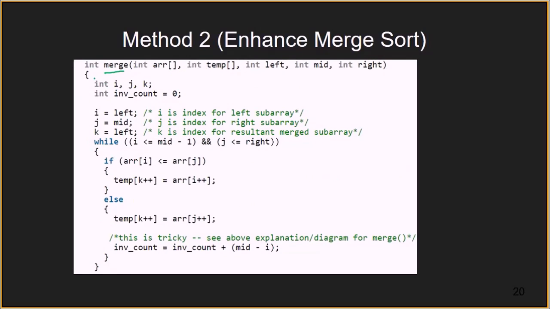In the merge method, we first of all declare variables I, j and k. Then we declare inversion count and initialize it as 0. Then we initialize variables I as left, j as mid and k as left. Then while either one of the arrays is not completely processed, we do the following. We compare the element at index I with the element at index j. If the element at index I is smaller than or equal to the element at index j, then we just copy the element at index I to the temp array and increment the values of k and I. Otherwise, we copy the value at index j to the temp array and increment the value of both k and j. Additionally, as per the algorithm which we just discussed, we encounter inversions in this case. So we add mid minus I inversions to inversion count.